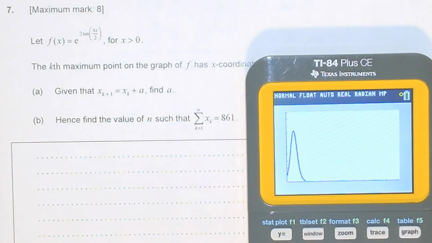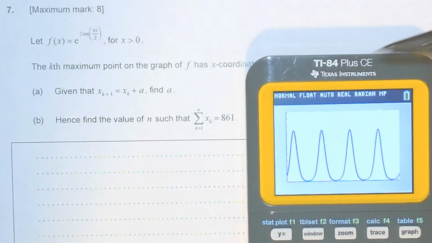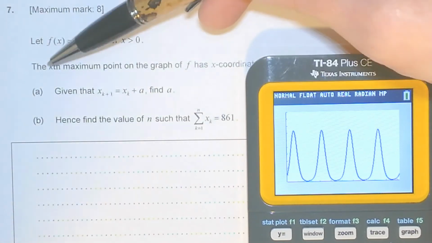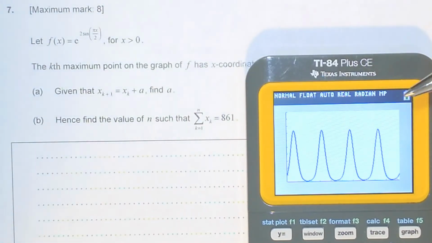Please notice that I am in radian mode. That's rather important. If I was not in radian mode, I'd be in trouble. Okay, so you'll notice that this is kind of just repeating, which is not surprising because it has a sine in it. Now, you'll notice that it's asking us about maxima points. So here's the first, second, third, fourth, and so on, maxima. And so if I keep going further, I could find the nth, or in this case, the kth maximum point on the graph.